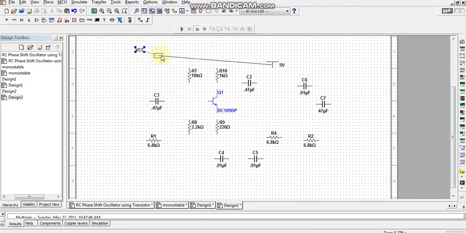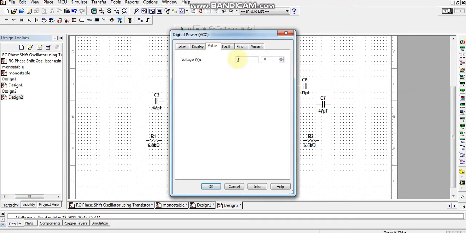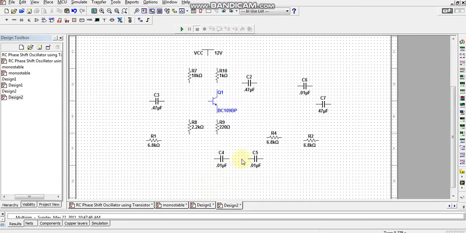And we select this. You get it. Then select hole. Now you select hole and place it here. You can change this value to, I wanted around 12 volts, so I'll put it as 12. Even 10 volts is also sufficient.